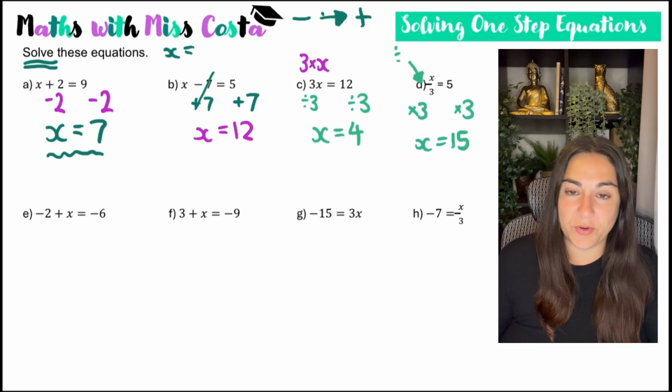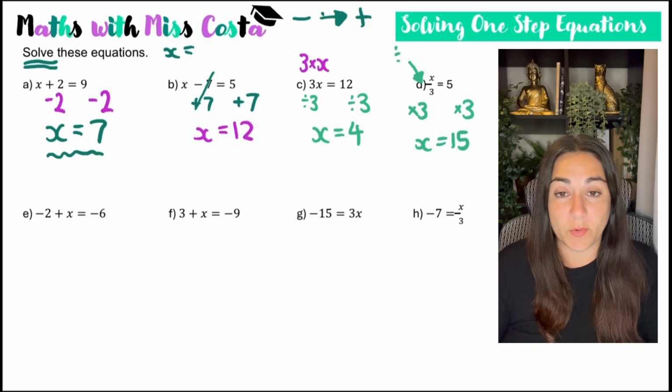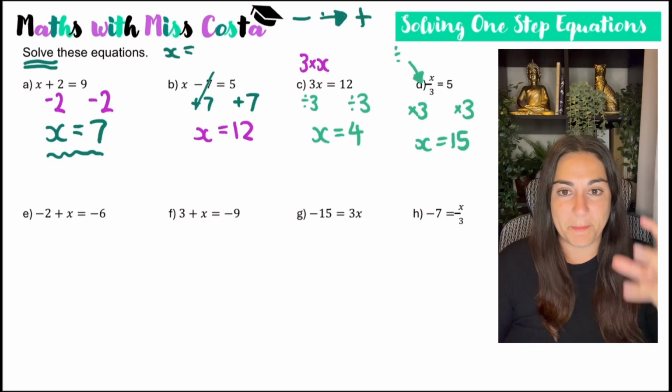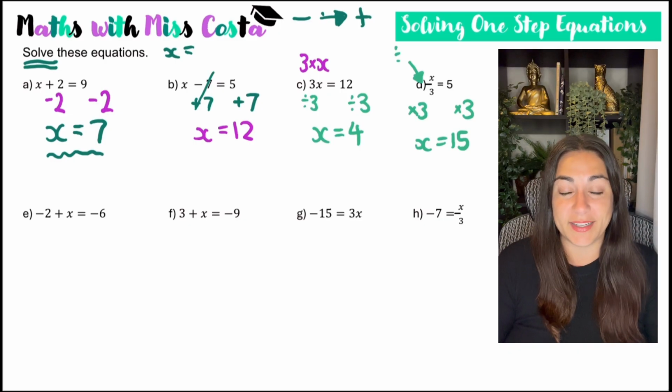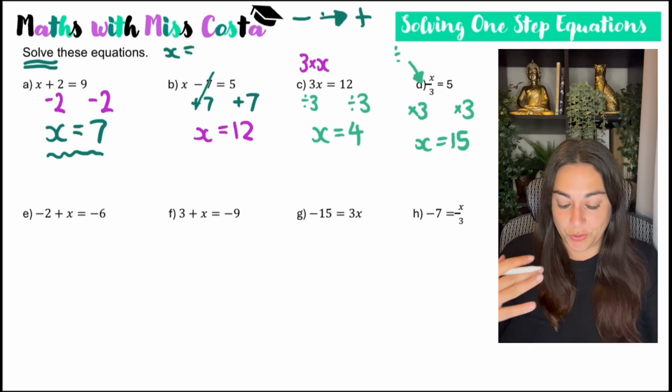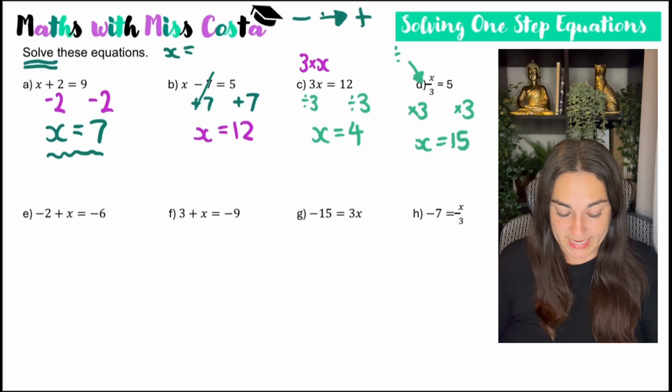Now most of these you would have been able to figure out in your head perhaps, but what's really good is if you start practicing the balancing method and showing your working out with the easy one-step equations, so that when it comes to the harder ones, you know the method and you know what next step to take.